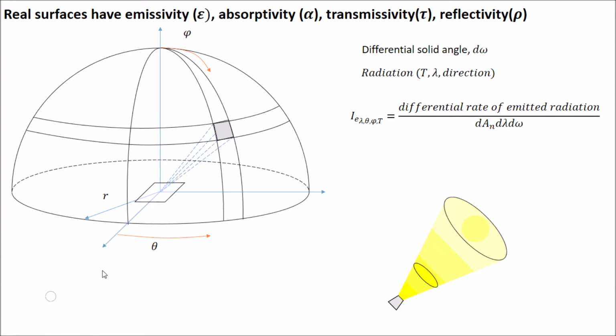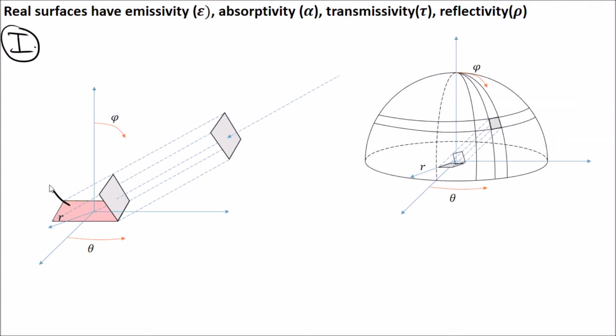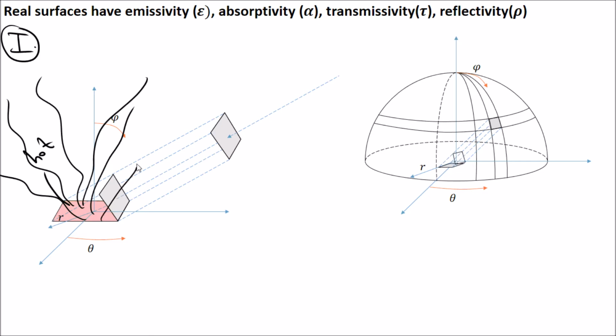And the second definition is dAn. What is that? Say that I have a surface which is hot. This one is the original surface. This original surface emits radiation in all directions. If I connect the directions in which this surface emits radiation, it can be spherical or it cannot be spherical.